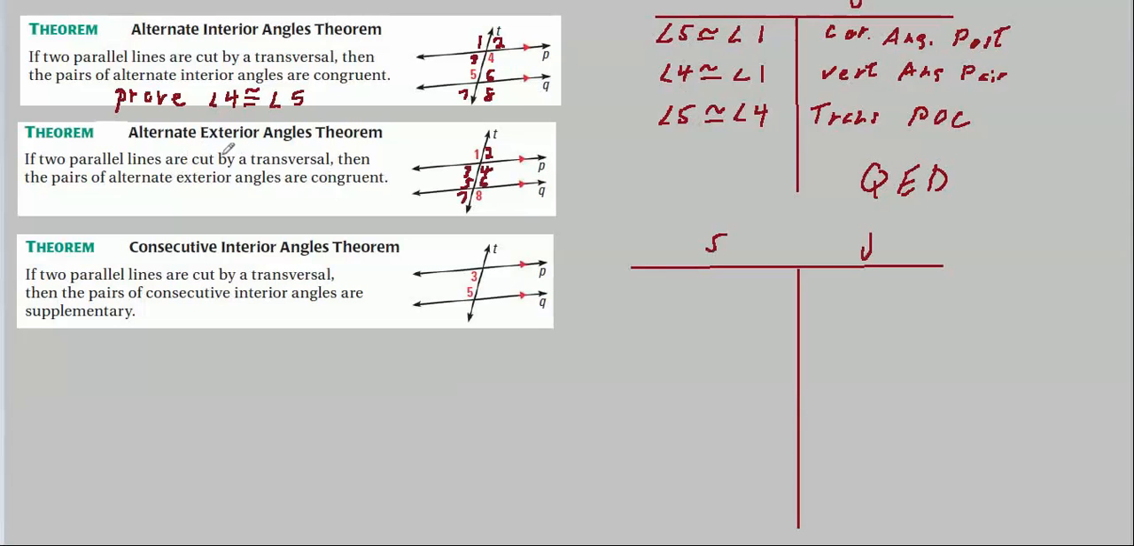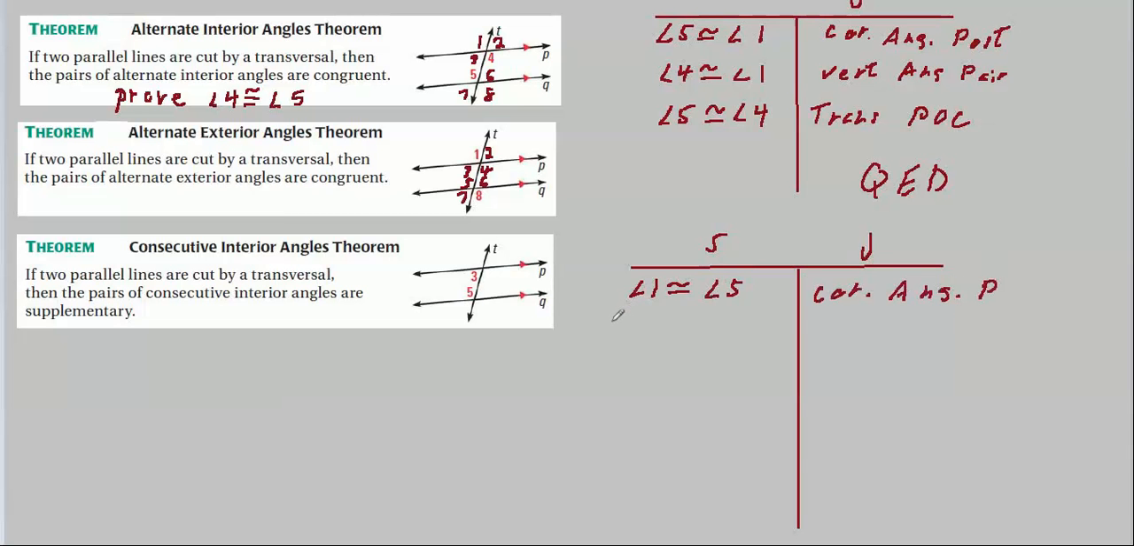Now, we're going to prove this one, the alternate exterior angles theorem. And I think we can do this almost exactly the same way, after all. Once again, we have our corresponding angles postulate, which tells us that angle 1 is congruent to angle 5. I'll just write that down. Angle 1 is congruent to angle 5, and that is our corresponding angles postulate.